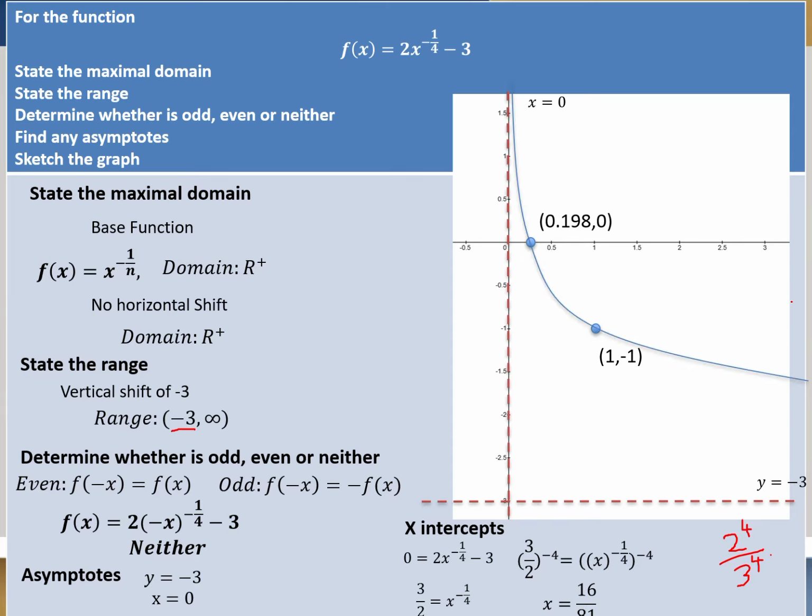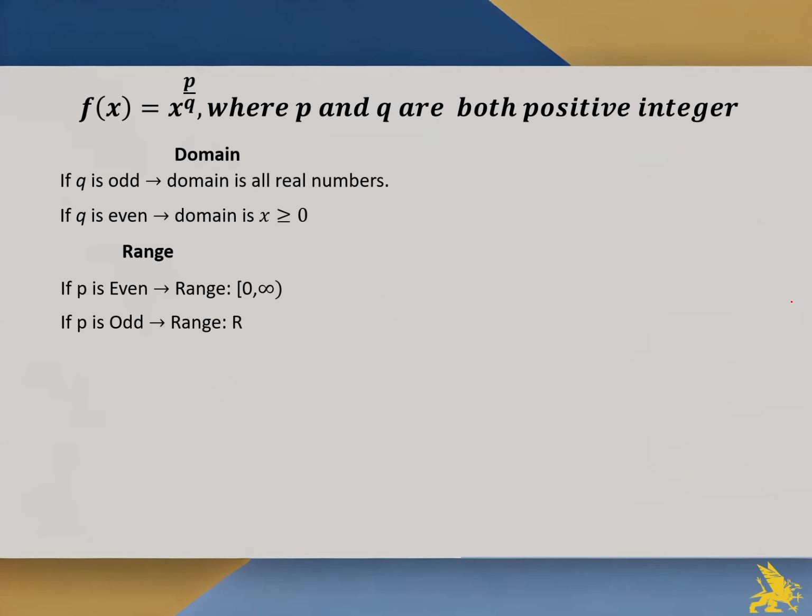The last part we are going to look at is when we are dealing with a function of x to the power of p over q, where p and q are both positive integers. Now, we do need to look at it in terms of understanding my domain. If q is odd, domain is all real numbers. If q is even, domain is x is equal to or greater than 0. My range, if p is even, will be 0 to infinity, or if it's odd, my range will be all real numbers.